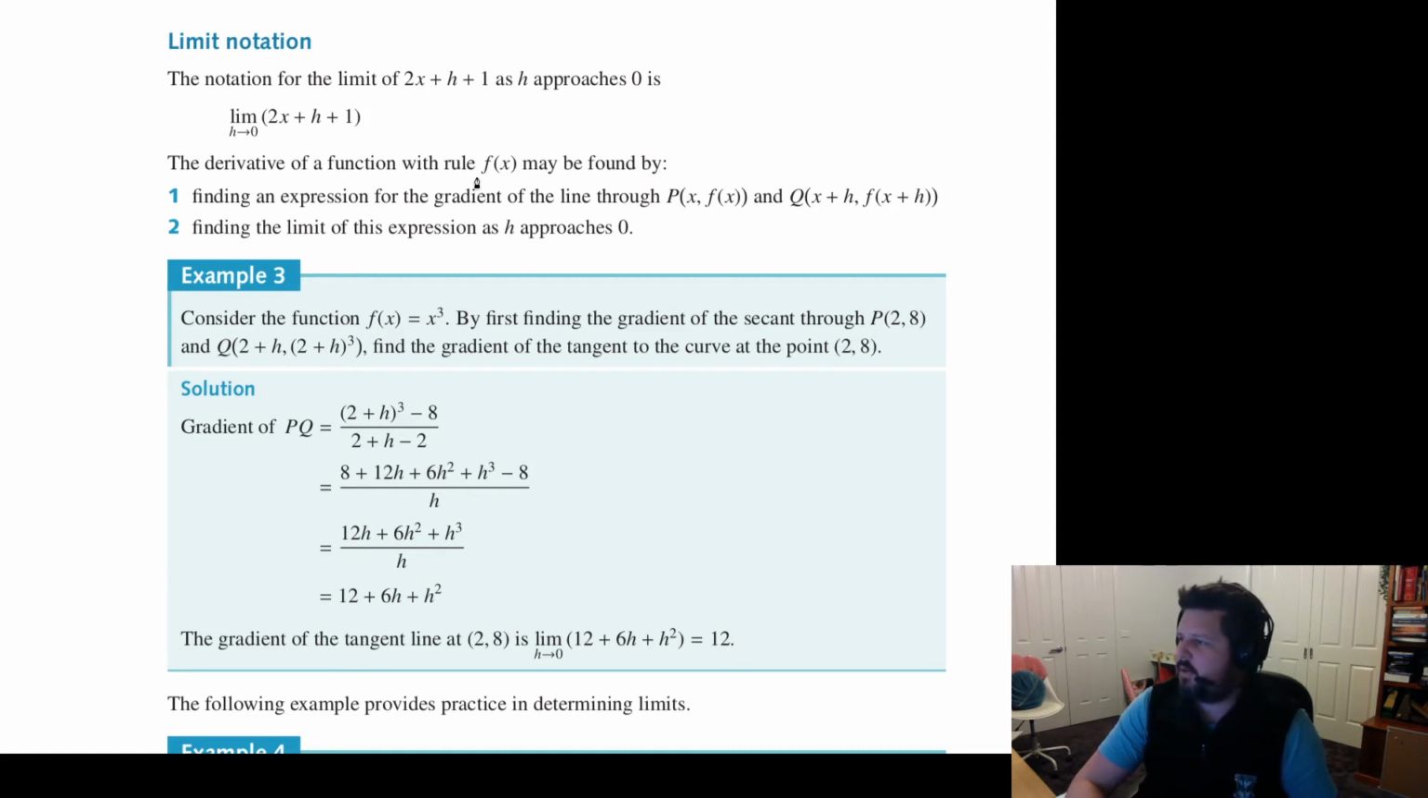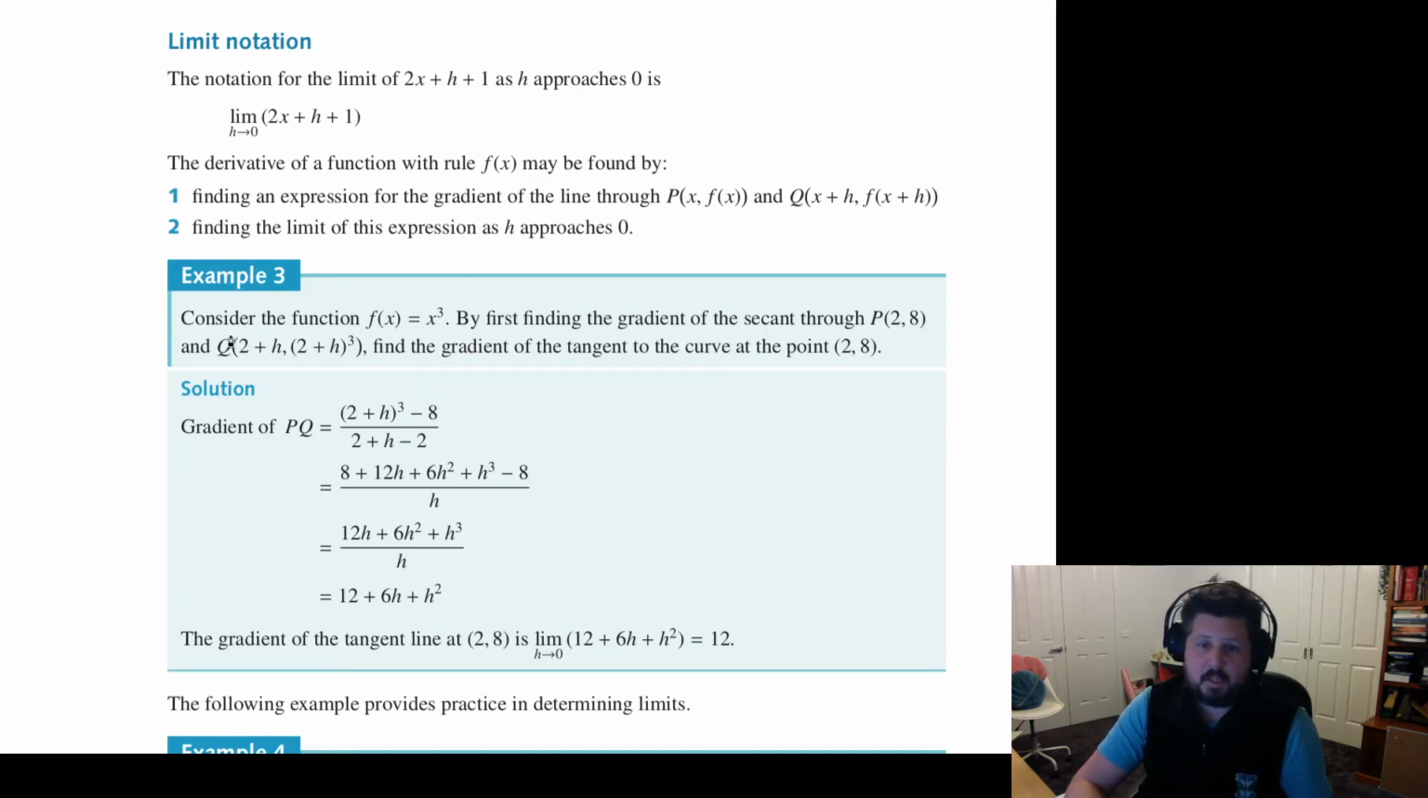It says here the derivative of a function with rule f of x can be found by doing the following. 1. Finding an expression for the gradient of the line through each of those points. So you will have point P, you'll have the x value and obviously its corresponding y value. And then if you've got another point Q somewhere off in the distance, we're adding an h amount to that x coordinate, and we're also doing the same for the y coordinate as well. 2. We're also going to be finding the limit of the expression as h approaches 0. So after we work out the gradient, it's a matter of finding the limit as h approaches 0 for that particular function.